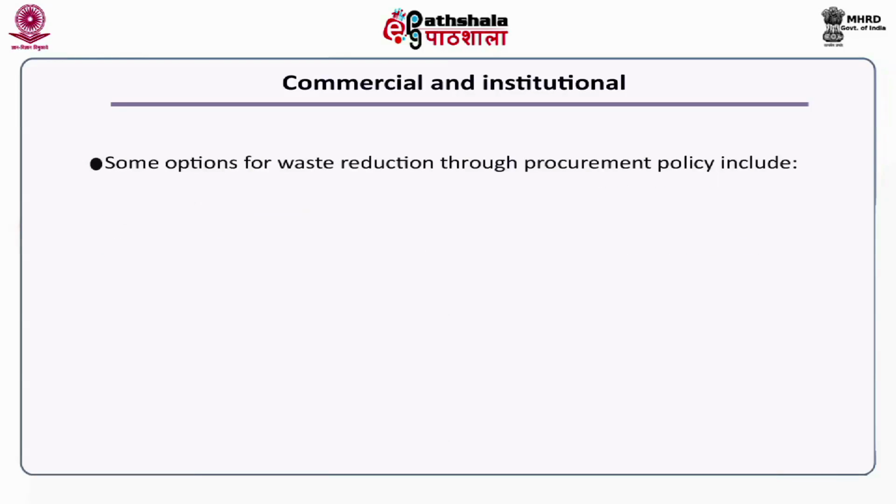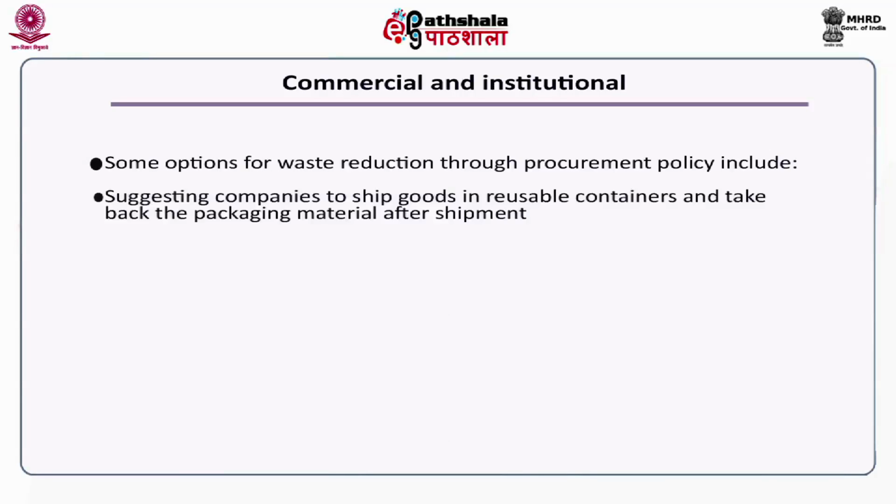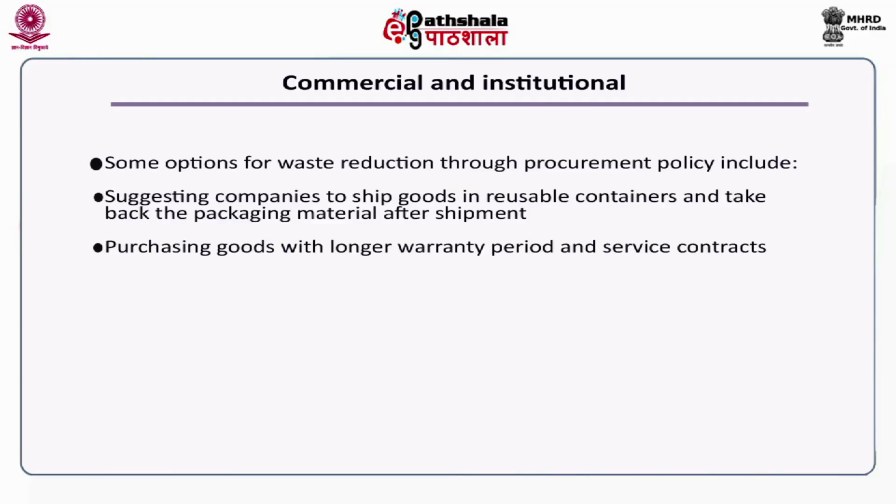A policy should be formulated to favor the purchase of more durable, less toxic, reusable, repairable and refillable products. Some options for waste reduction through procurement policies can be: you can suggest companies ship goods in reusable containers and take back the packaging materials after shipment. Then you can suggest purchasing goods with longer warranty periods and service contracts.